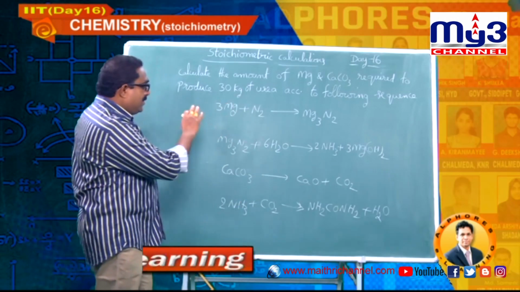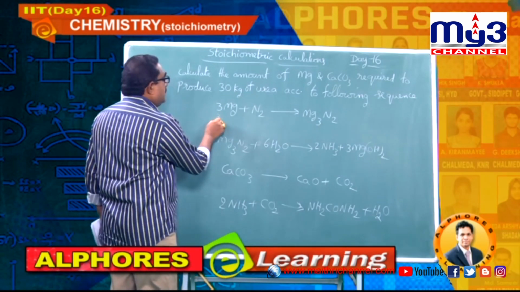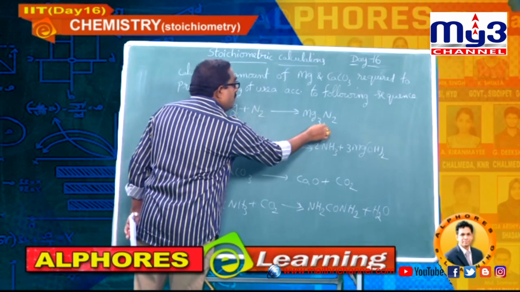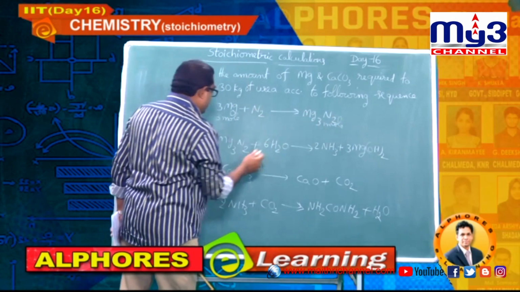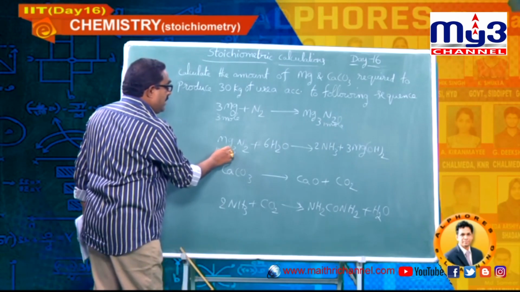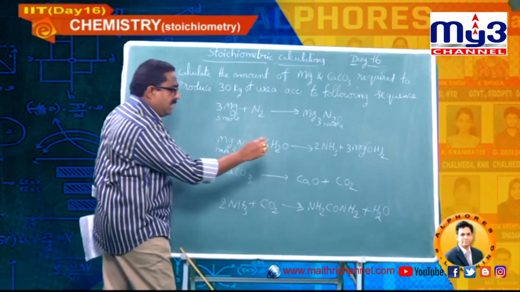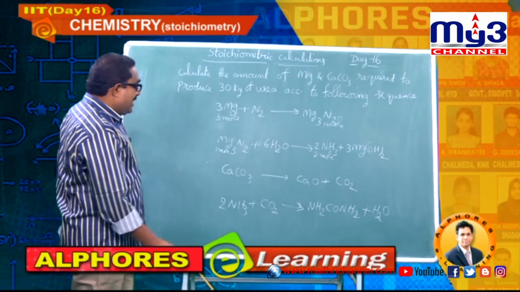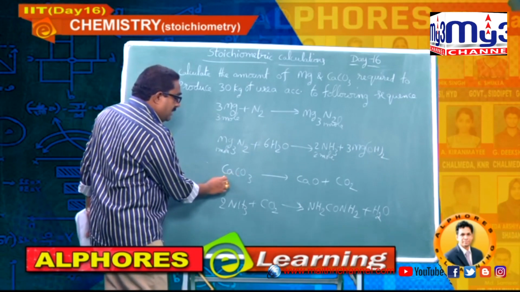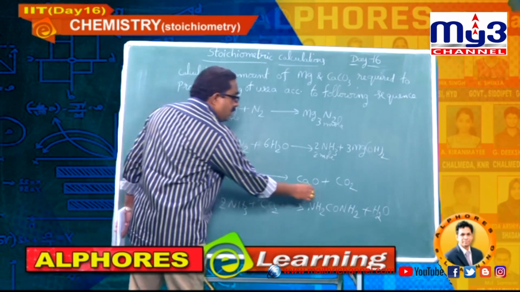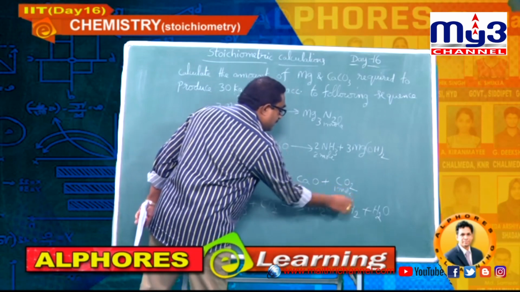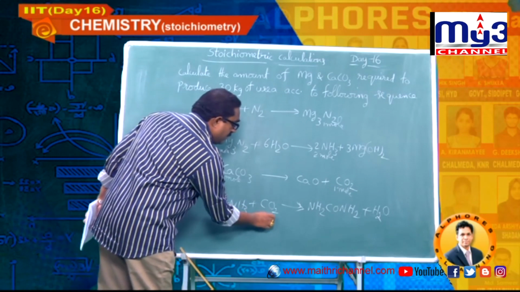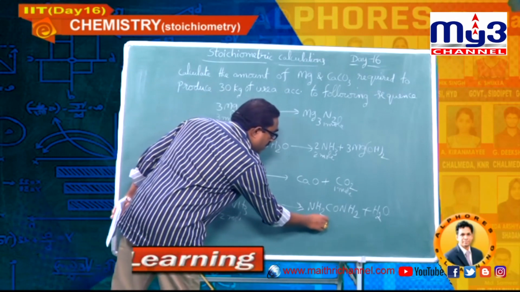First of all, let me write down the moles here. Observe, 3 moles of magnesium form 1 mole of magnesium nitride, and 1 mole of magnesium nitride produces 2 moles of ammonia. 1 mole calcium carbonate produces 1 mole carbon dioxide. Here 2 moles ammonia combine with 1 mole carbon dioxide to form 1 mole urea.